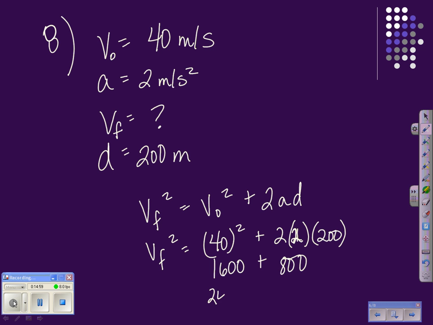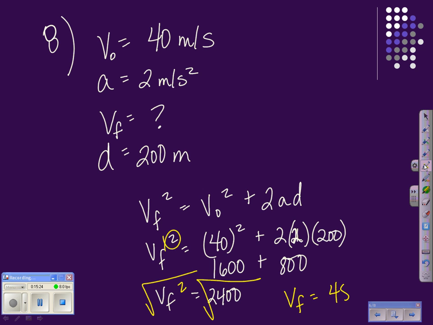I get 2,400. And a bunch of you are going to say that's your answer because you're going to lose the squared. You can't lose the squared. Because VF is squared, you have to take the square root of both sides. So you have to use your calculator and take the square root. And you should find out when you do that, the VF actually equals 48.99. Since it's a V, V's are meters per second.